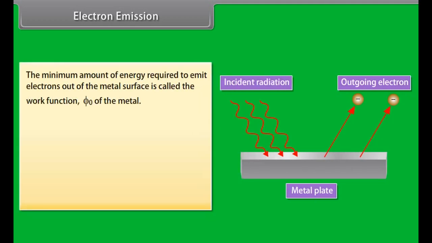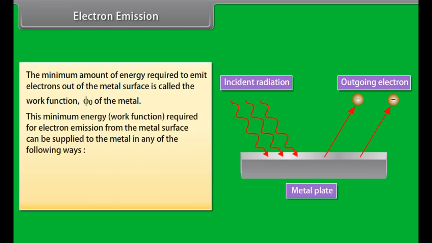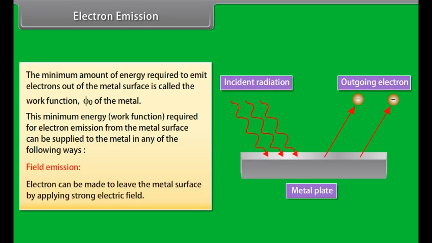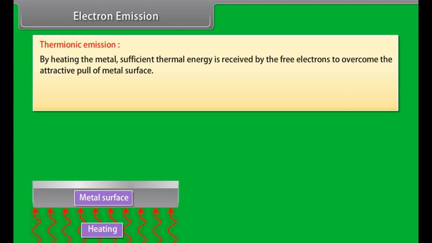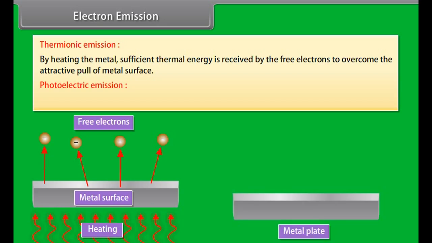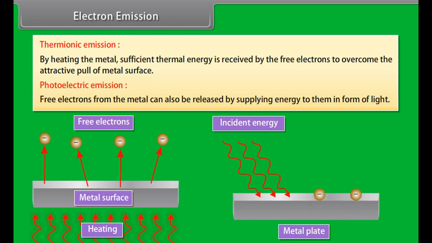The minimum amount of energy required to emit electrons out of the metal surface is called the work function, phi0, of the metal. This minimum energy, the work function, required for electron emission from the metal surface can be supplied to the metal in any of the following ways. Field emission. Electrons can be made to leave the metal surface by applying a strong electric field. Thermionic emission. By heating the metal, sufficient thermal energy is received by the free electrons to overcome the attractive pull of the metal surface. Photoelectric emission. Free electrons from the metal can also be released by supplying energy to them in the form of light.